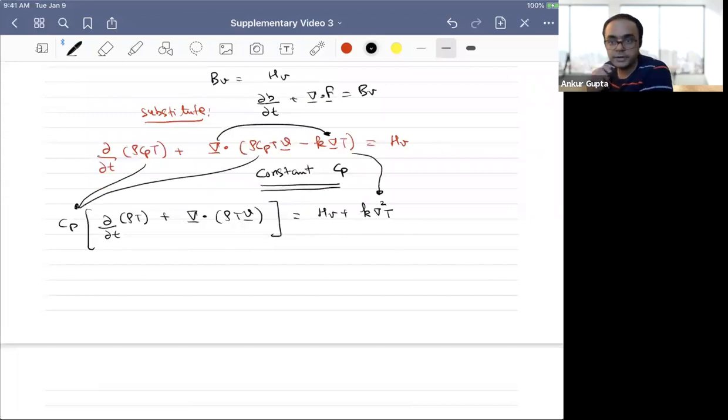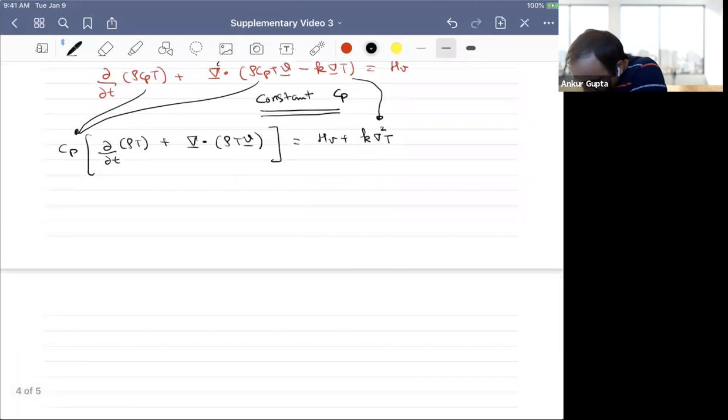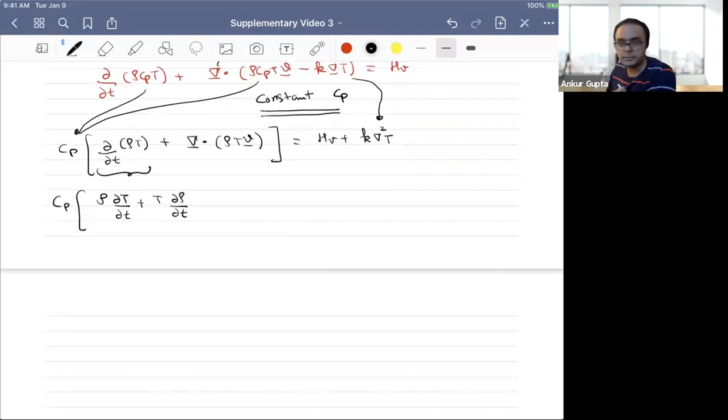Now, somebody had raised the question in the class, which was an excellent question: do we have to assume rho is constant? And I hope you can now see that we do not have to assume rho to be constant. And why is that? Because I can apply a product rule here. I can write rho del T by del t plus T times del rho by del t, right? This is the product rule.